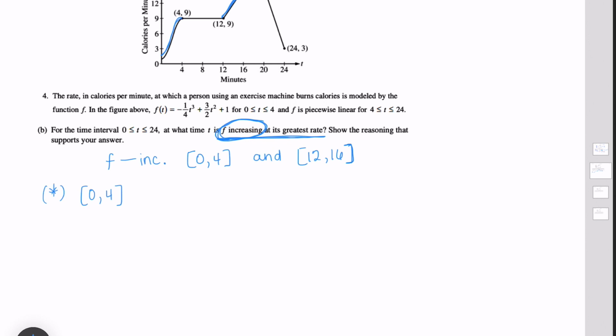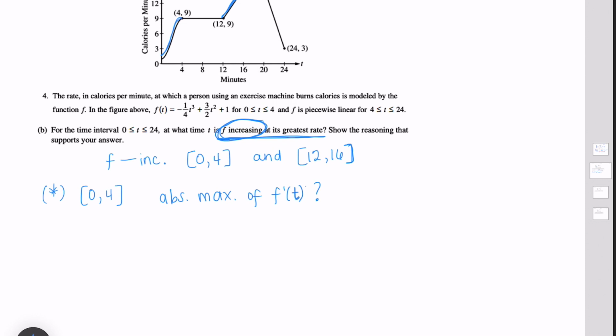And here we have to pay attention to the wording again. We want to know where f is increasing at its greatest rate. So really what the question is asking us is for the absolute maximum of f prime of x, because f prime of x is the rate. And actually, let me be more careful here. They're really asking us for the absolute value of f prime of t.